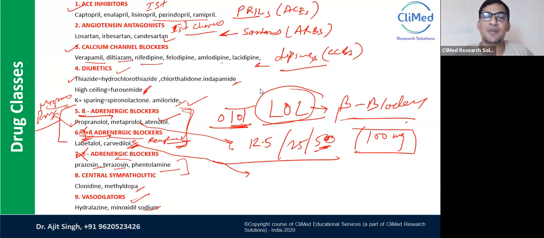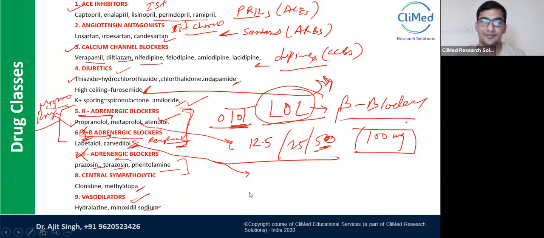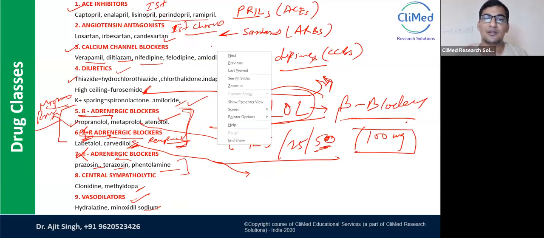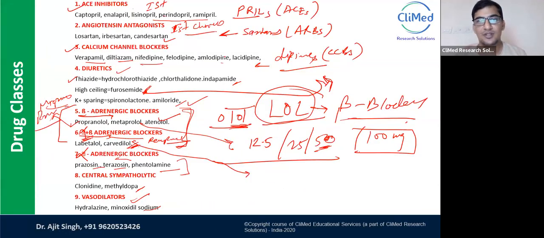Tell me the simplest dose. Tell me any dose of furosemide. 40 mg, 20 mg, 40 mg, 10 mg, 40 mg. Okay, great, perfect. Tell me the dose of amlodipine, guys. 5 mg, 2.5 mg, 5 mg, 10 mg.